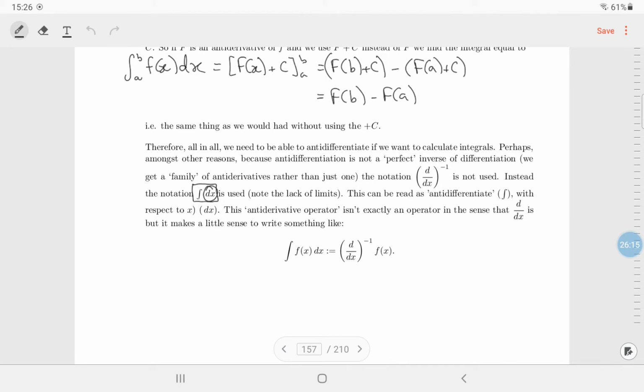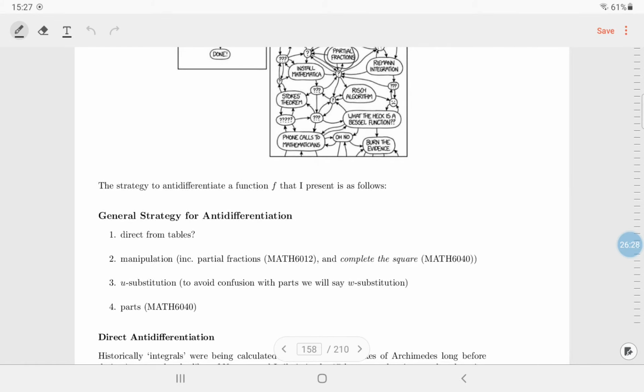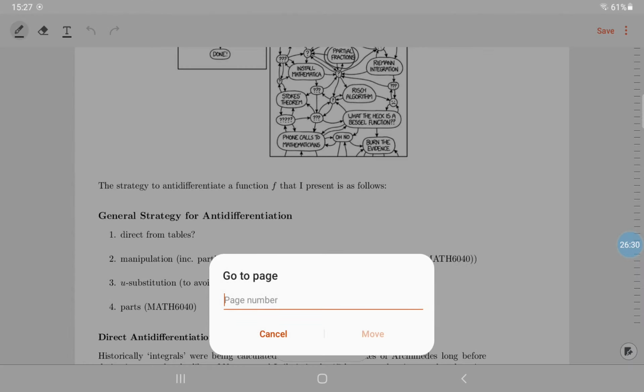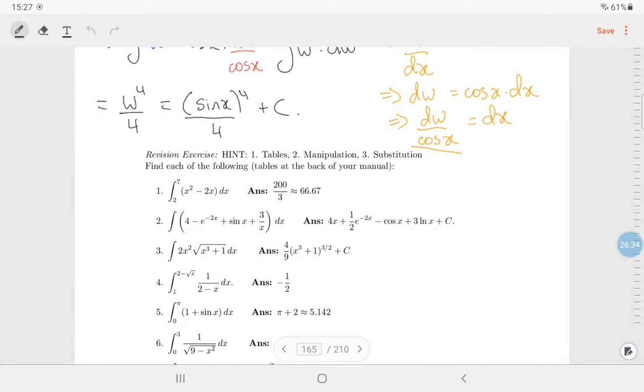I think we had the cartoon quite early on. Where is it? Here. Integration is just far more difficult, and you want to think that it's not going to be straightforward. And as I said, I'm recommending this strategy that we have here.